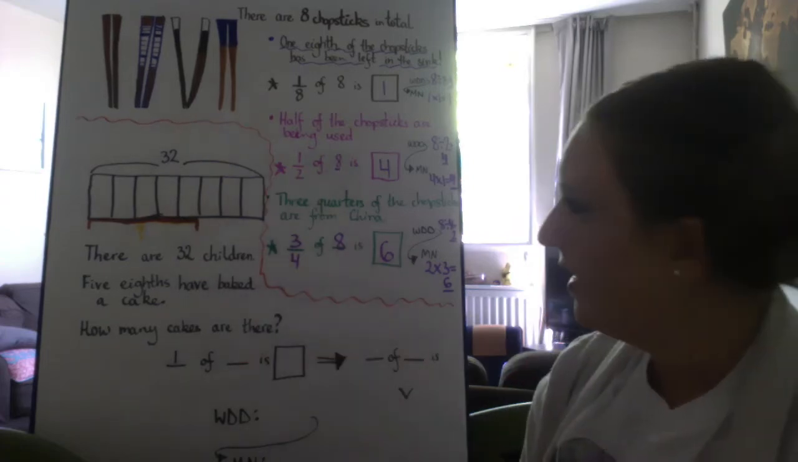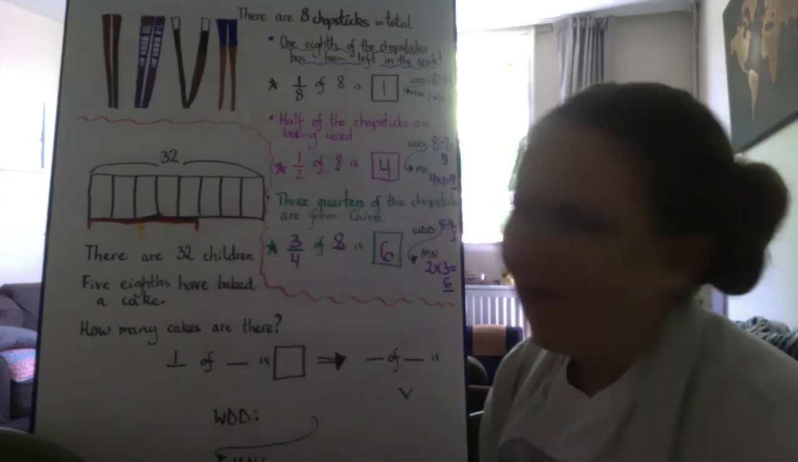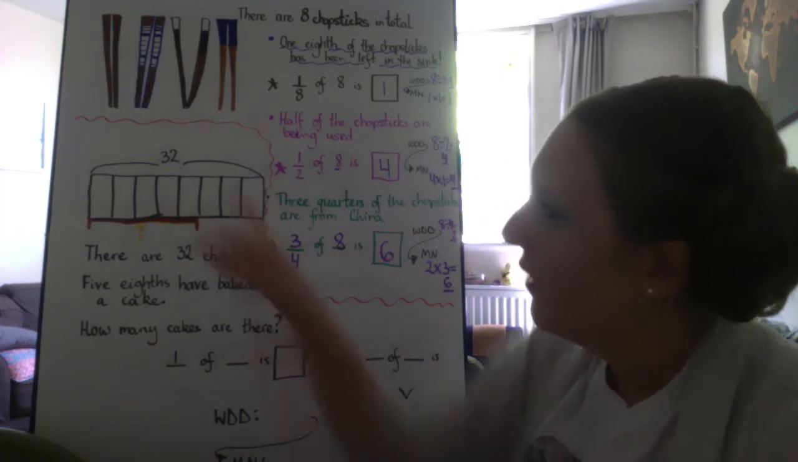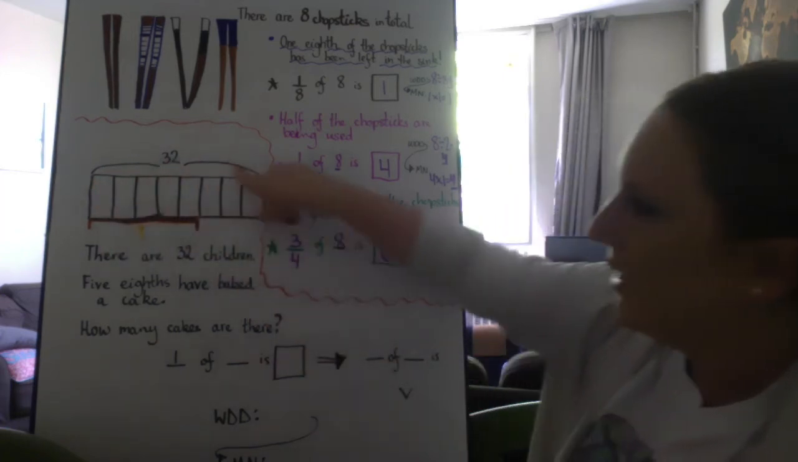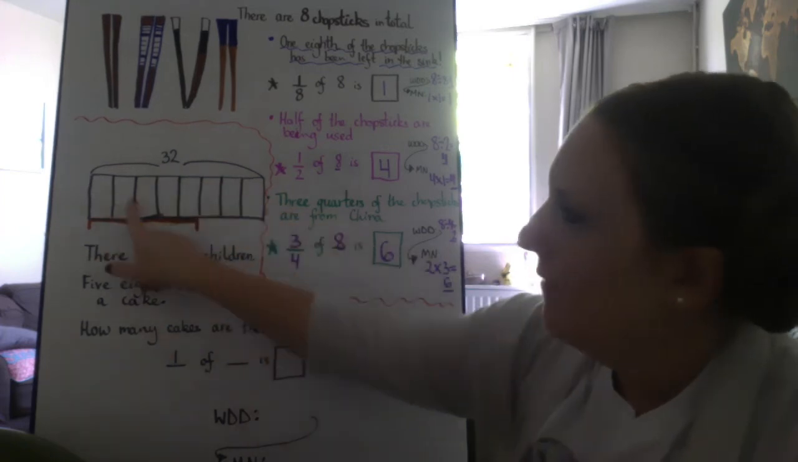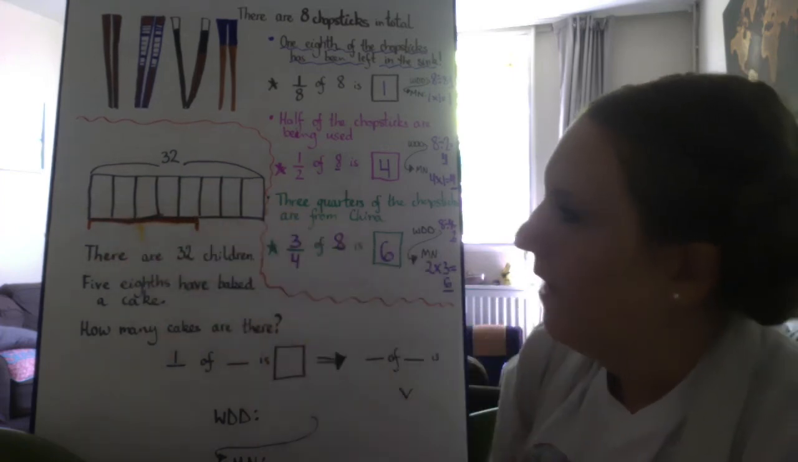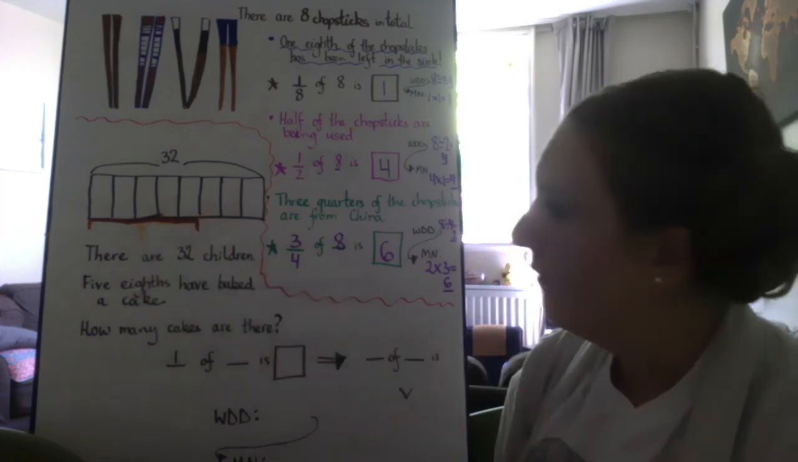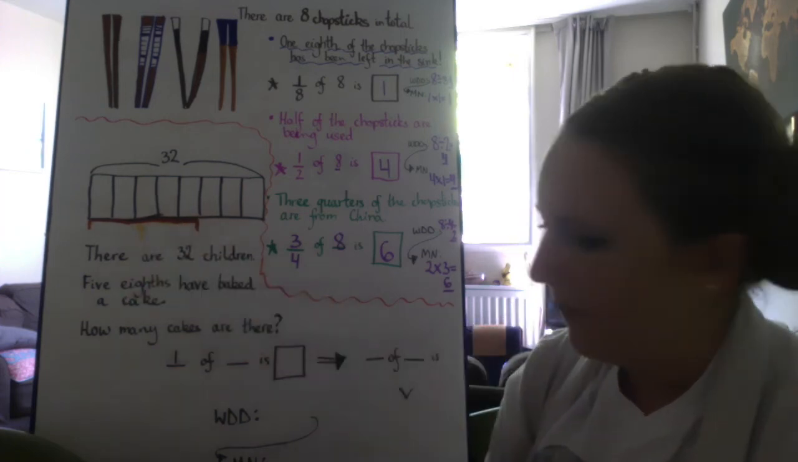Here we have another example using, almost looks like a lightsaber, a bar model. So here you can see all together, this is representing 32. Each individual part we're not sure of, and then here we have put 5 of them together and we're not sure of the value of that. So that's what we're going to find out today.